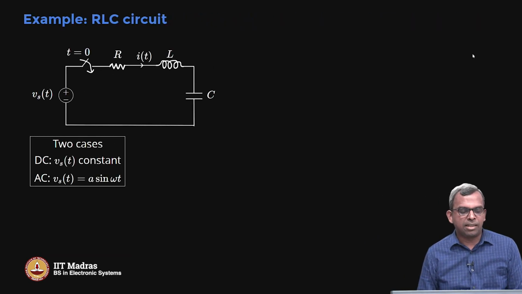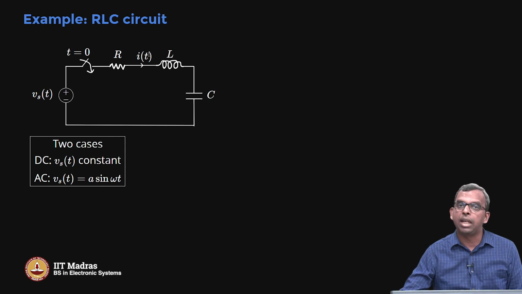Here is a very standard example. It's called an RLC circuit: a resistor, an inductor and a capacitor in series, and you have a voltage source and a switch which turns on at t equal to 0, and then current starts flowing. I'm interested in finding I of t as a function of t. It's a very standard circuit problem. There are many other circuits, but this one, the RLC circuit, is very standard.